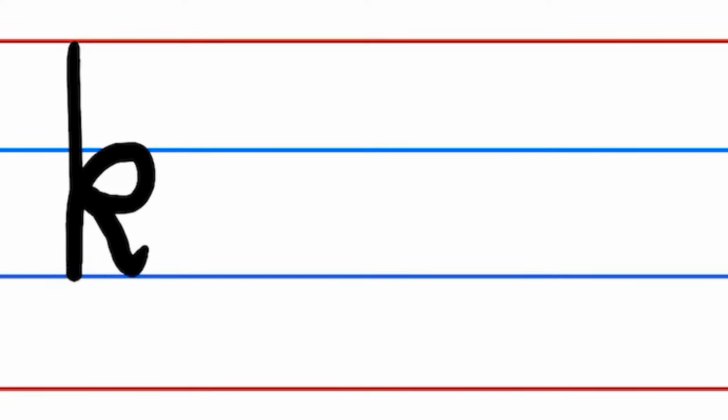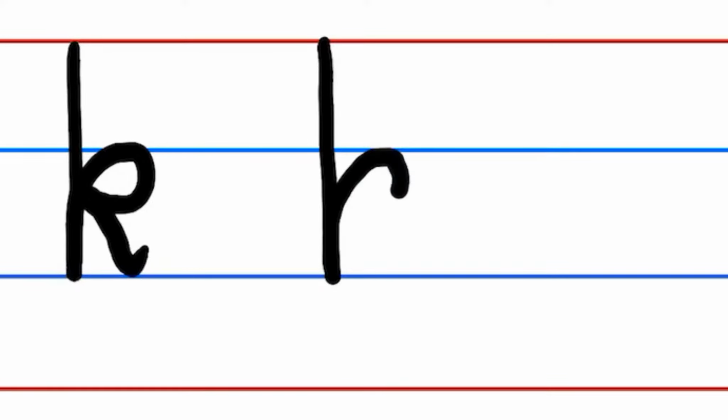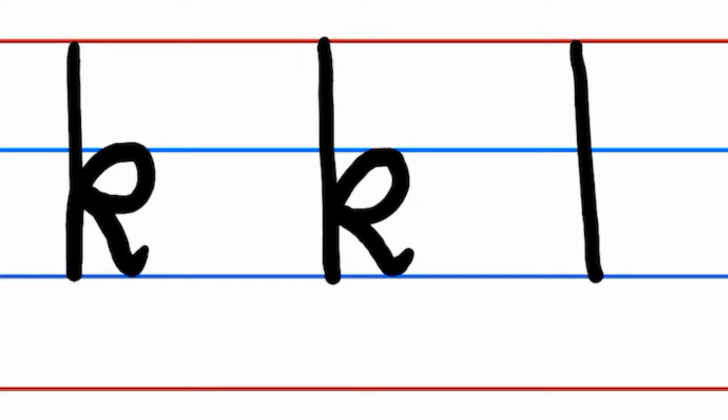Okay, we're going to start right at the top, all the way to the bottom, up the same line about halfway. We'll curl out and in, and then diagonally line down and flick, all the time saying k, k, k, k, k.